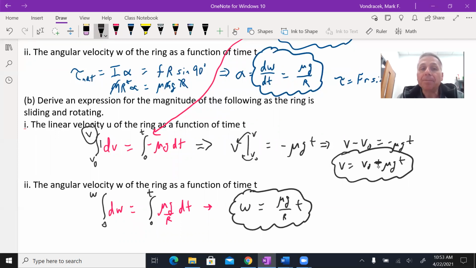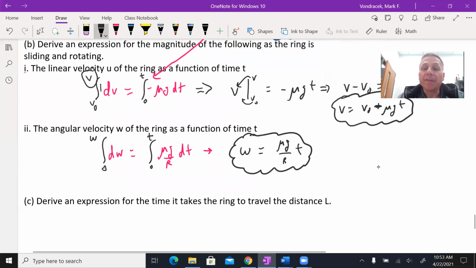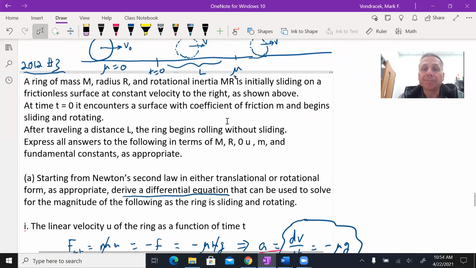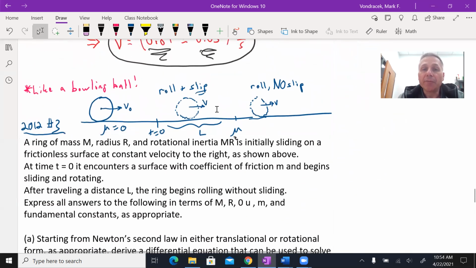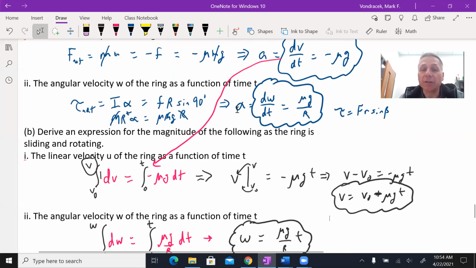Okay, that's all fine and good. Now let's see what they ask here. Now they're getting into this transition from that region where you're rolling and slipping, that total distance that you slide before you have no more slipping and it's just rolling. They're calling that distance big L. And they want to find the time it takes to slide that distance L before it begins to just roll with no slipping.